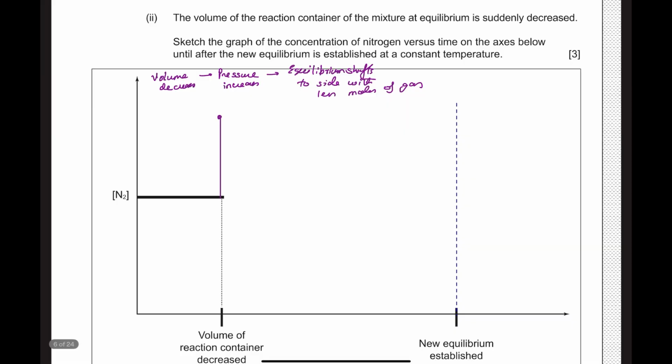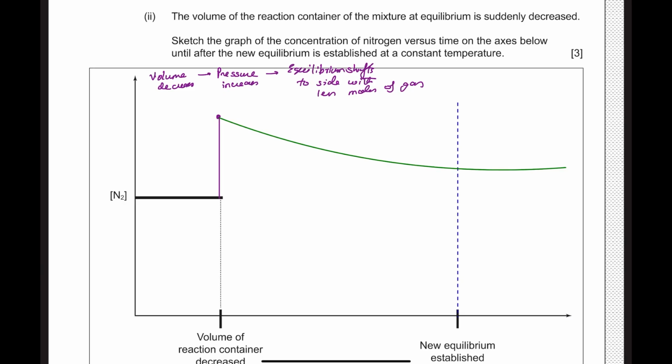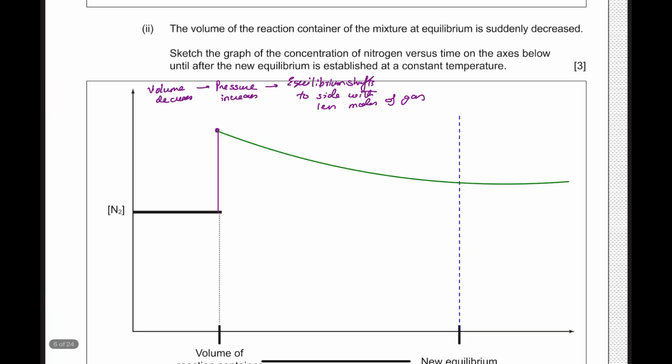So maybe we can draw it like this. After this point it has to be constant, sorry. Does it look good? Yeah. Okay, so this is the graph of concentration of nitrogen with time.